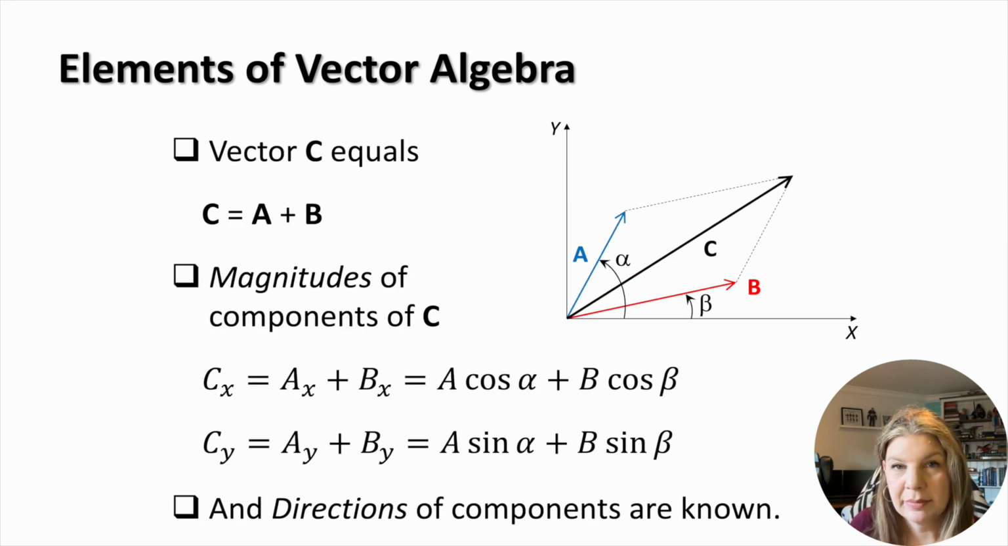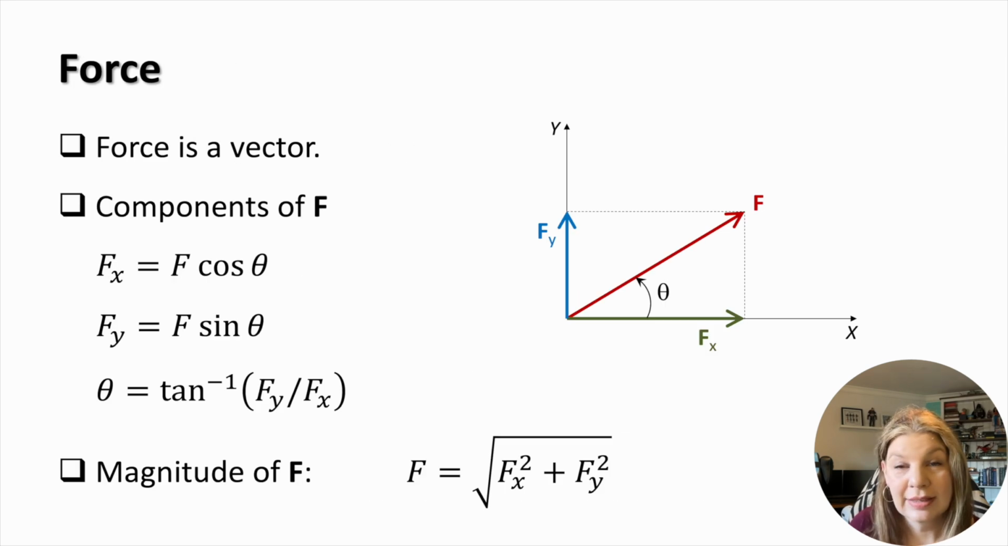Consider vector C to be the sum of vectors A and B. Therefore, the magnitudes of the components of vector C in the x and y directions can be presented as sums of magnitudes of the components of vectors A and B in the x and y directions. The components of vectors A and B can be presented using vector magnitudes and inclination angles to the x-axis. Since force is a vector, the rules of vector algebra are applicable. So force F can be divided into components in the x and y directions, which can be presented using the force magnitude and inclination angle to the x-axis, as shown here. If the components of the force are known, its magnitude can be found as the square root of squared components.